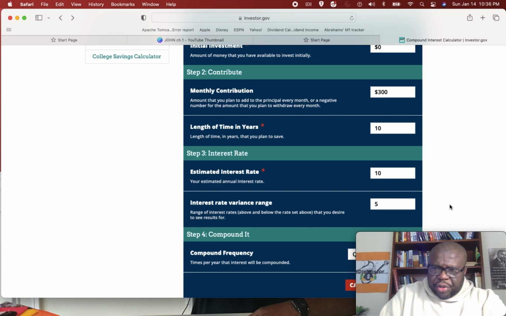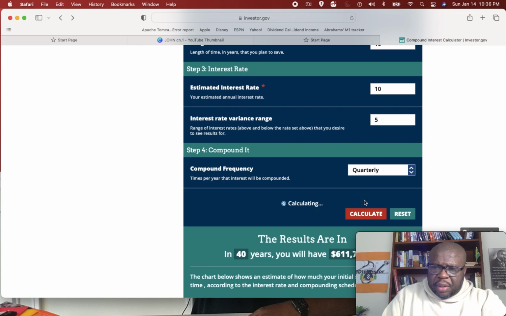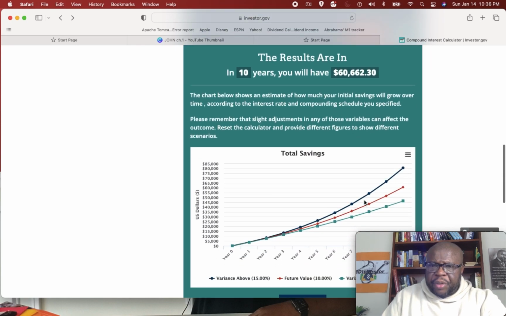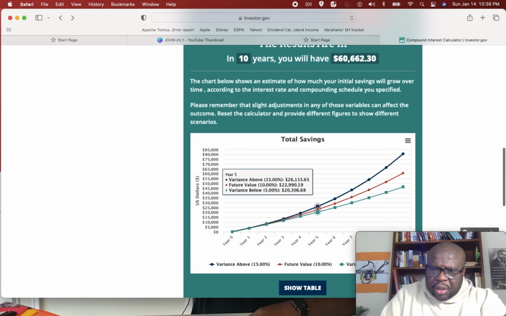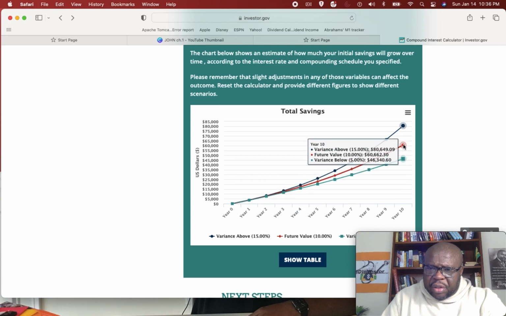You can do $300 every month, and let's see where we would be in, again, 10 years. In 10 years, you're doing $300 a month and you have $60,000. You see the 5% return has $46,000, and the 15% is $80,000 already. That's not bad for $300 a month.